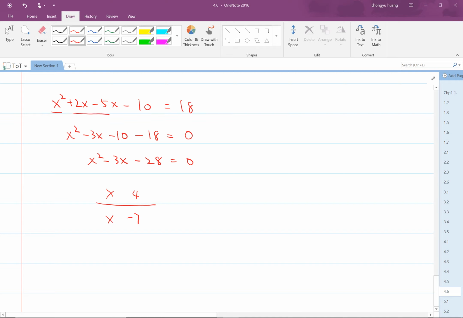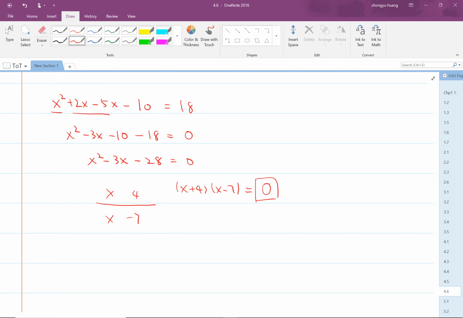So we have x plus 4, and then x minus 7, is equal to 0. Now we can apply the zero product principle, because the thing over here is already 0. That's really important. That's why I say you need to memorize the zero product principle, because that's how we solve those quadratic equations.